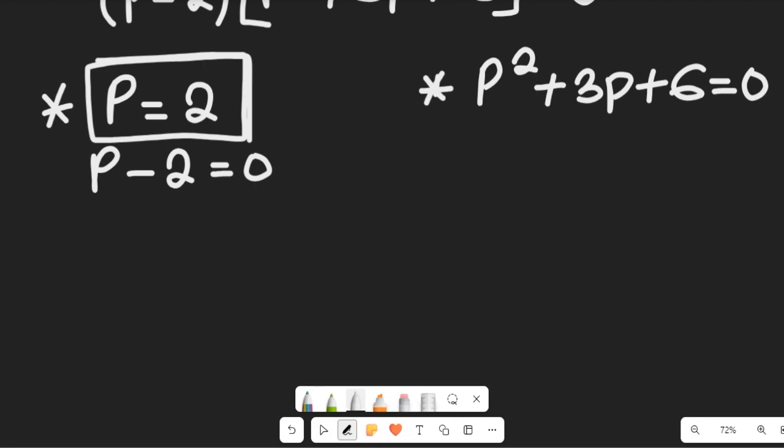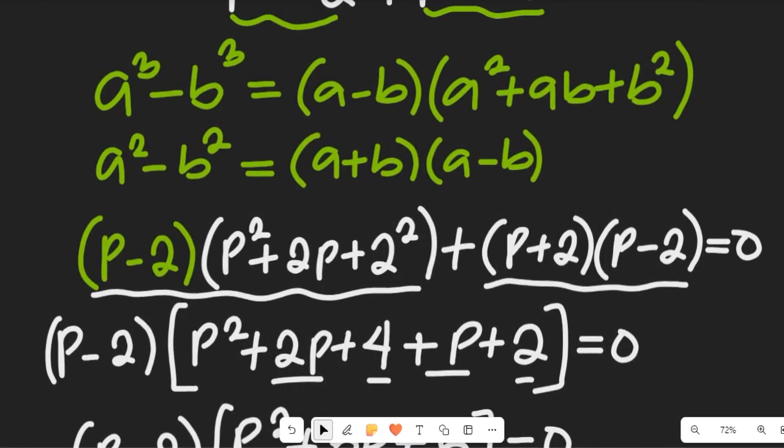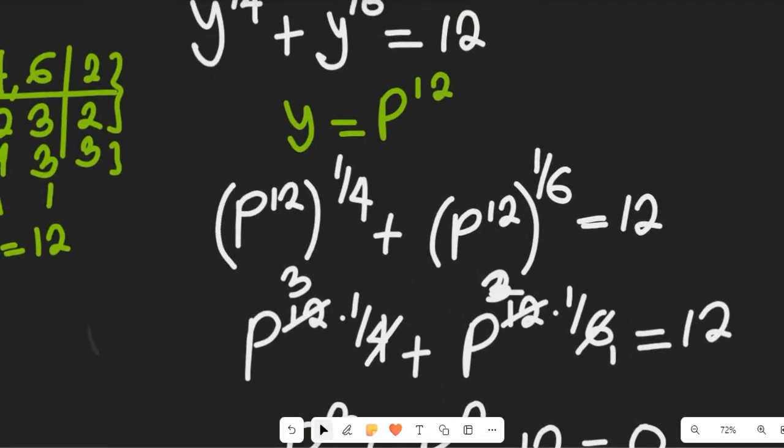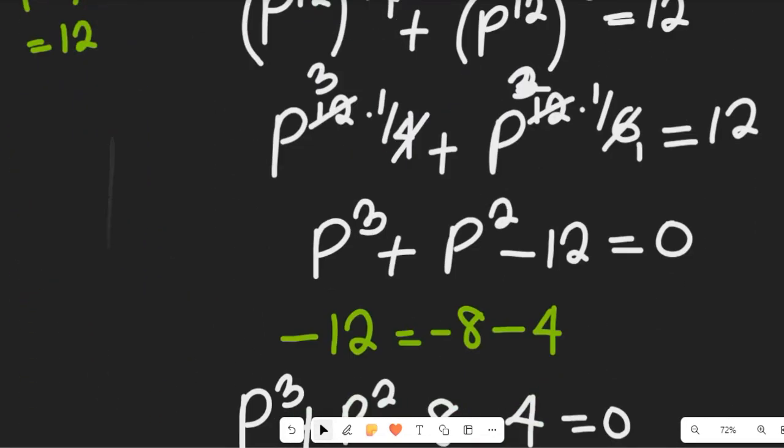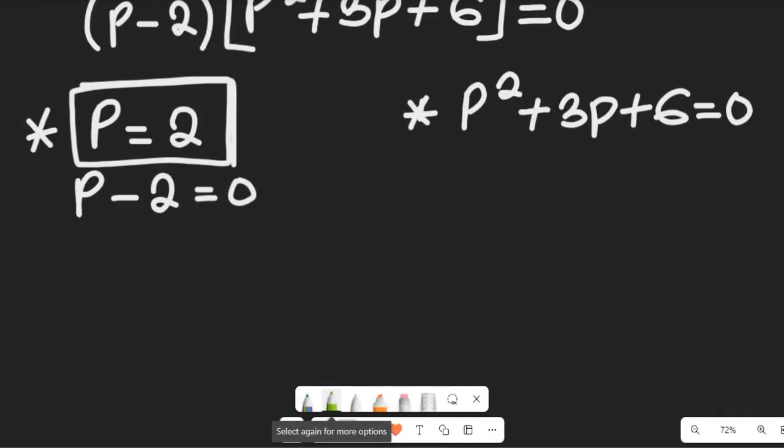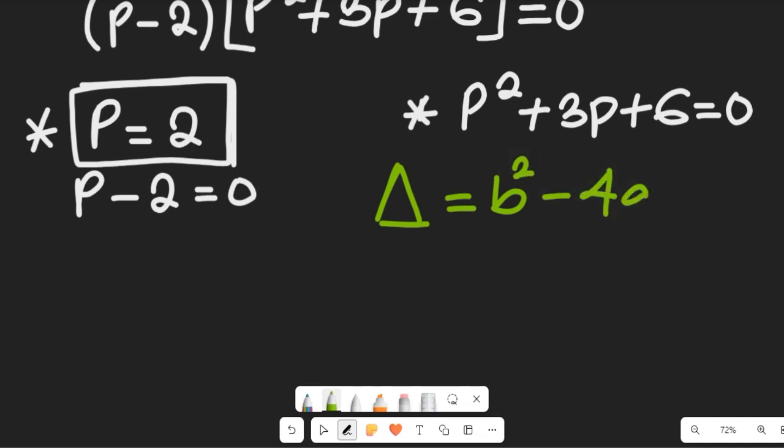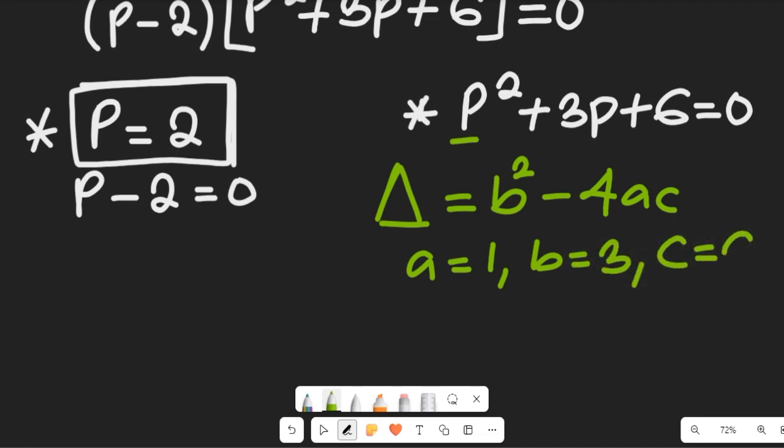Now, is this polynomial expression going to give us real numbers? Remember, we said the value of y must be an element of the real numbers. To determine if this quadratic expression will definitely give us real numbers, we have to find the discriminant, and the discriminant will be equal to b squared minus 4ac. Now recall from here that our a is equal to 1, our b is equal to 3, and our c is equal to positive 6.